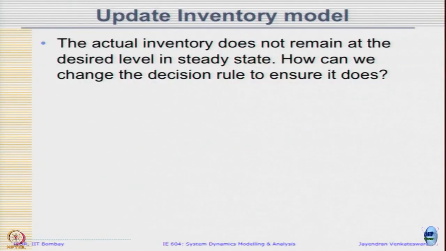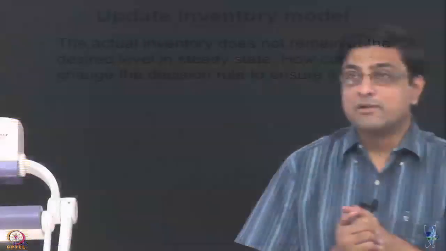we have the sales rate, right? Tomorrow if sales rate falls down, then again my steady state value is going to change. But how can we change the decision rule to ensure that it actually maintains the desired level in steady state? How can we do that? Some relation to the sales rate. We know that every week the sales rate is removed, but I only add 1/3 of it to the order rate. Right? 1/3 of the difference is added to the order rate.